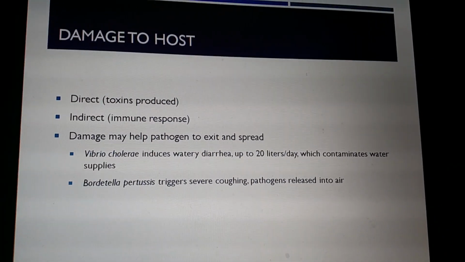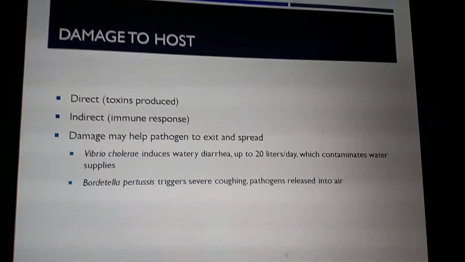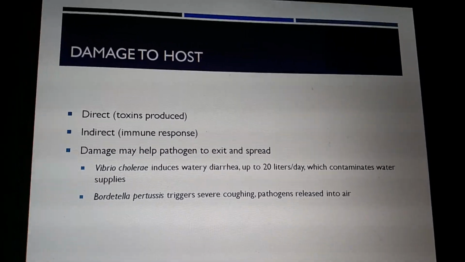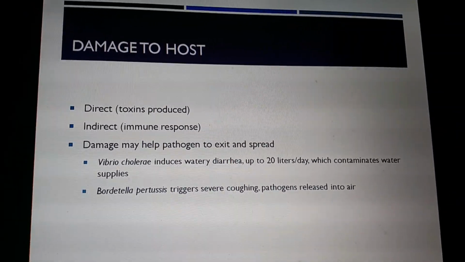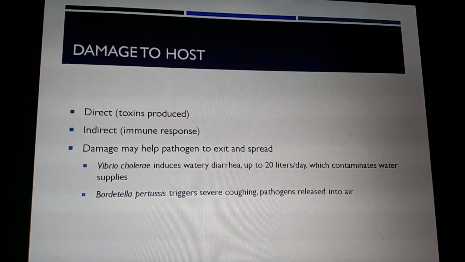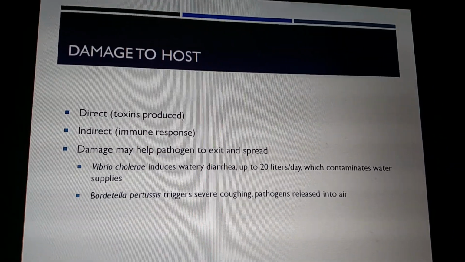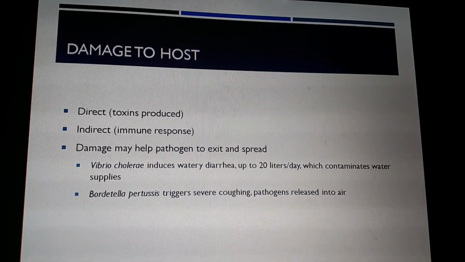Now, damage can be caused to the host through direct means, through toxins produced, but you can also have indirect damage. Many diseases cause damage because of the immune response to the pathogen, not the pathogen itself. And when you have damage, it can actually help the pathogen to exit the body and spread elsewhere.